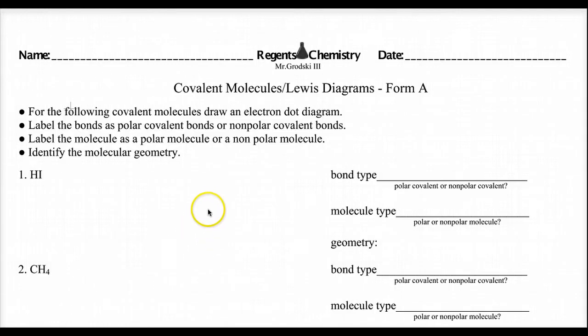So I'm going to review how to make Lewis dot diagrams of covalently bonded molecules. I'm going to answer some questions regarding what kind of bonds are created between the two nonmetals, what kind of molecule in terms of polarity is it, and we're going to look at two types of geometry, electron domain geometry and also the molecular geometry, as well as the hybridization. So we're going to cover a lot of material here.